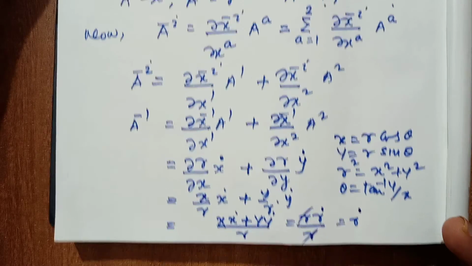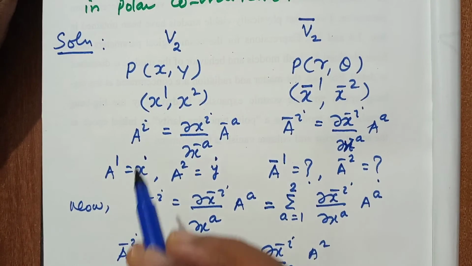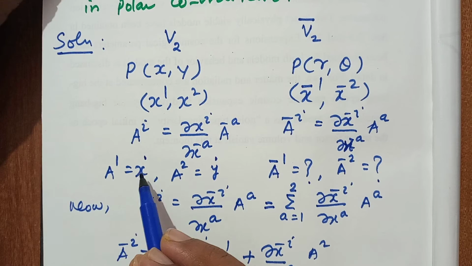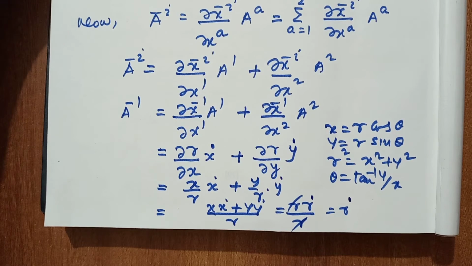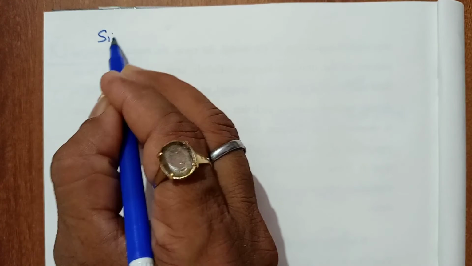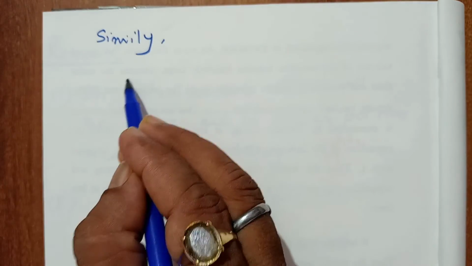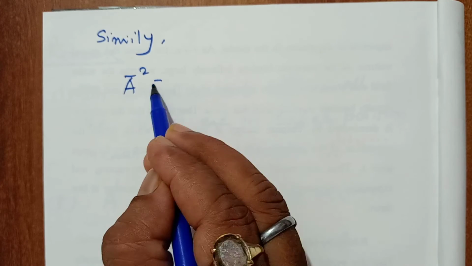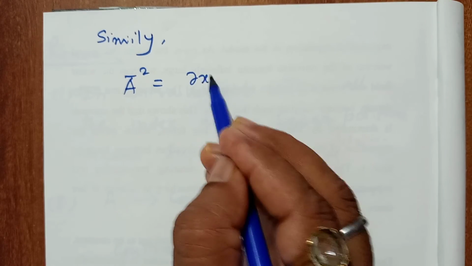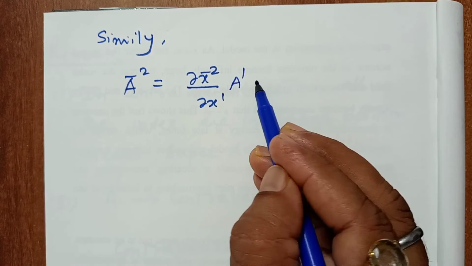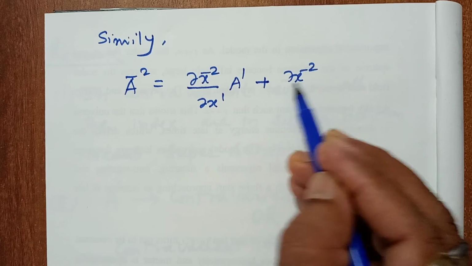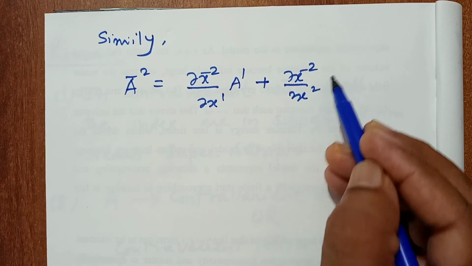So here, given A1 in Cartesian coordinates, A1 is x dot. In polar coordinates, A bar 1 is r dot. Similarly, we have to calculate A bar 2. So A bar 2, by definition, is del x bar 2 upon del x1, A1, plus del x bar 2 upon del x2, A2.